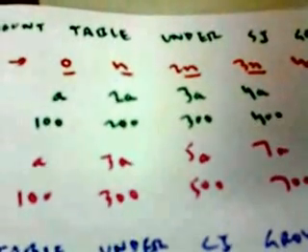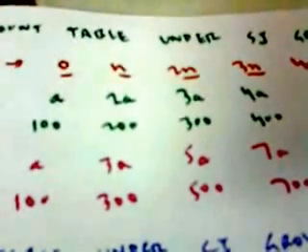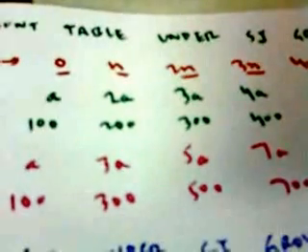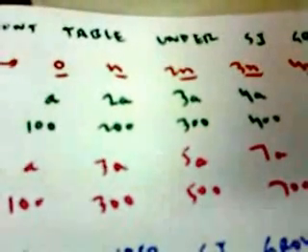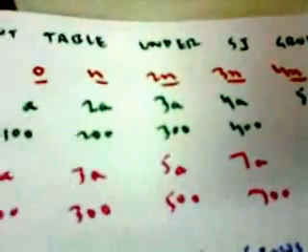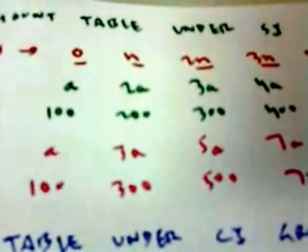So suppose I start with 100. Let's say in 10 years, 100 becomes 300. Then in 20 years, 100 will become 500. In 30 years, 100 will become 700 and so on.